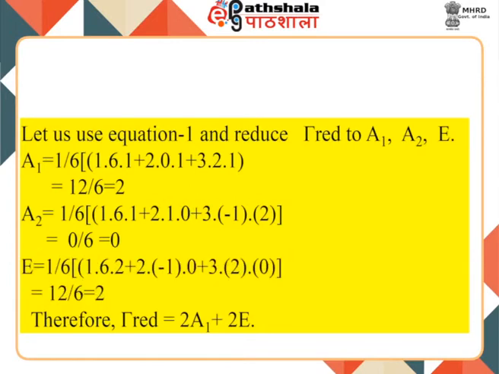Let us find out how many times E is there. 1 by 6 within bracket, 1 into 6 into 2 plus 2 into minus 1 into 0 plus 3 into 2 into 0, that is 12 by 6, 2. That is, here E is present 2 times. Thus, total tau reducible is equal to 2A1 plus 2E.